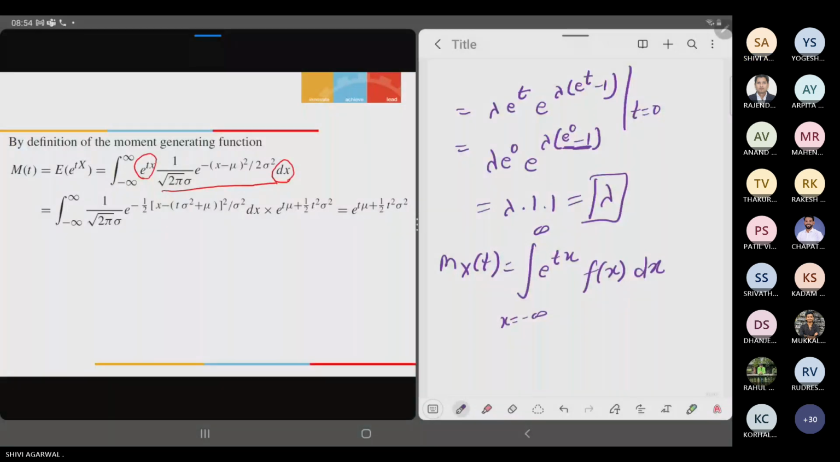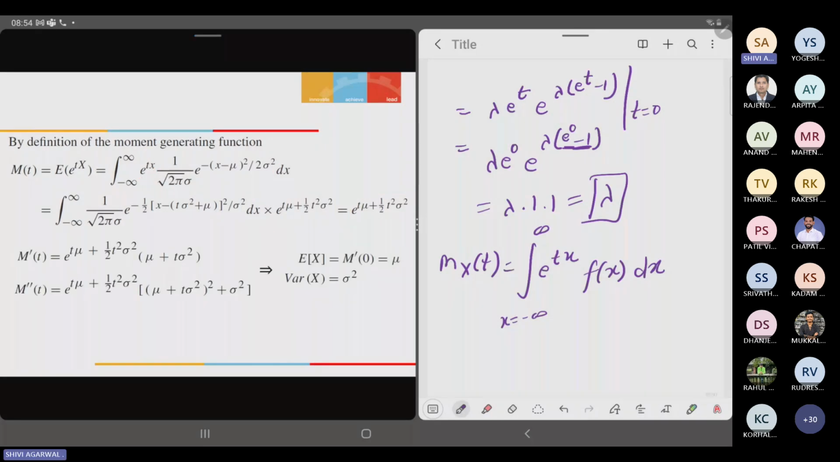Correct? We solve this integration. The solution of the integration is not required at all. That's why I'm not solving it. I'm just telling you the concept, how we can calculate and obtain the moment generating function here. So this value comes out as e to the power mu t plus half t square sigma square.